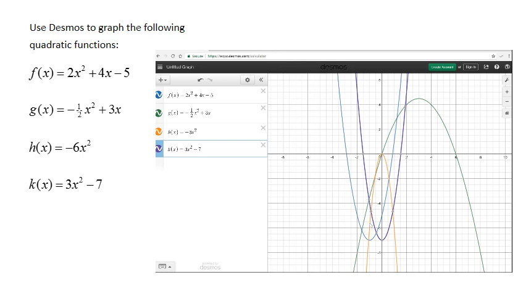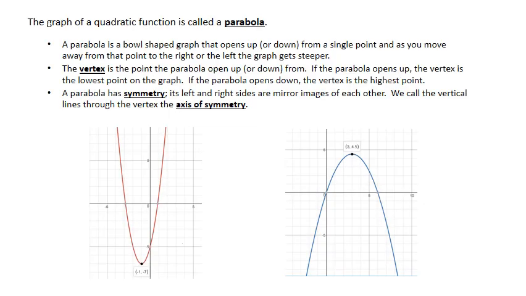We're going to look at some details and some vocabulary related to that graph. So using Desmos, we saw that our quadratic functions ended up in a bowl-shaped graph. That bowl-shaped graph is what we call a parabola. A parabola is either going to open up or down from a single point, and as you move away from that point to the right or the left, the graph is going to get steeper.